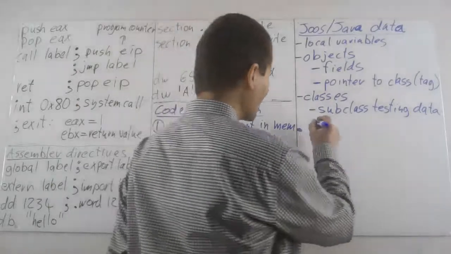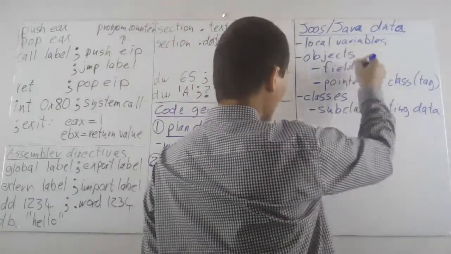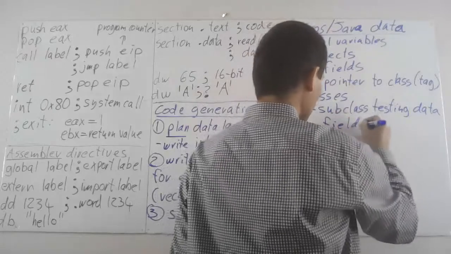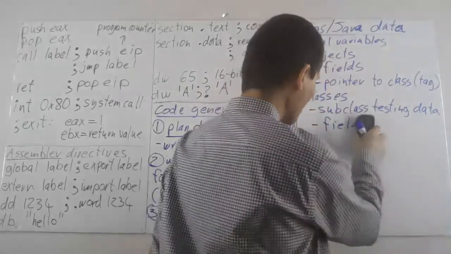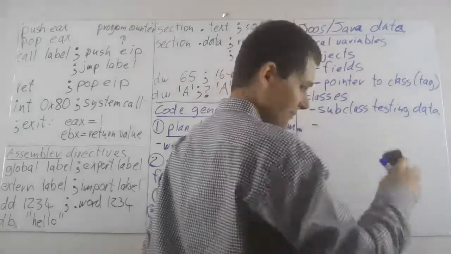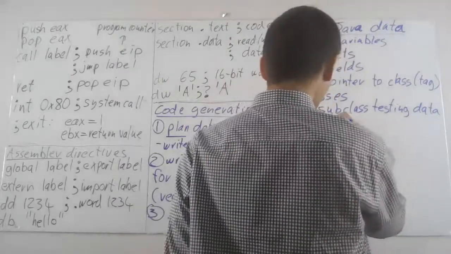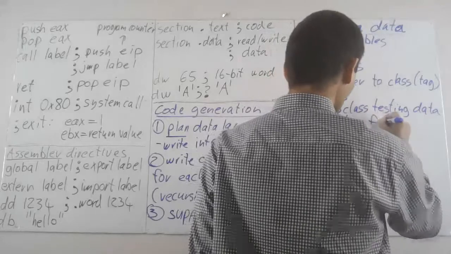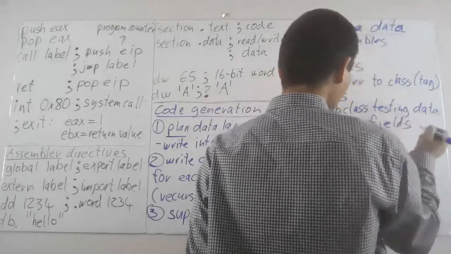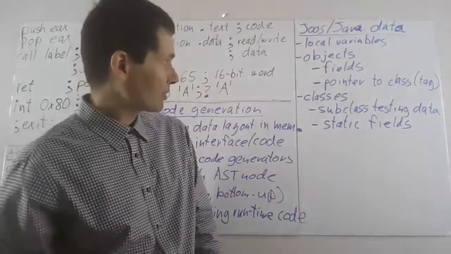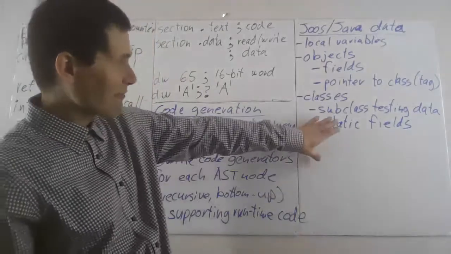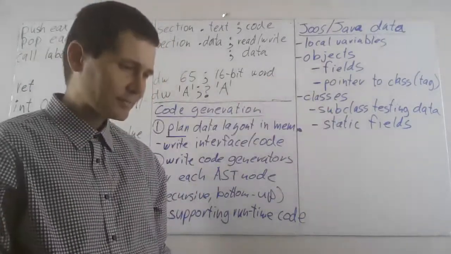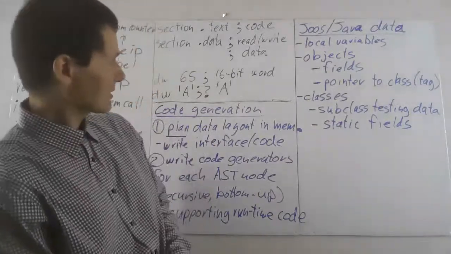What else is there in a class? Well, static fields, right? So objects have fields, but classes can have static fields. These are fields whose value is global to a specific class rather than individual to object instances. So I'm going to have the values of the static fields in the memory for the class. And what else do I need in a class?